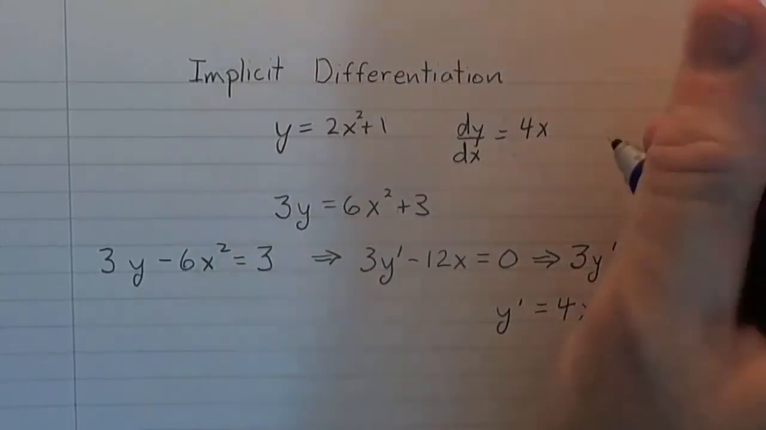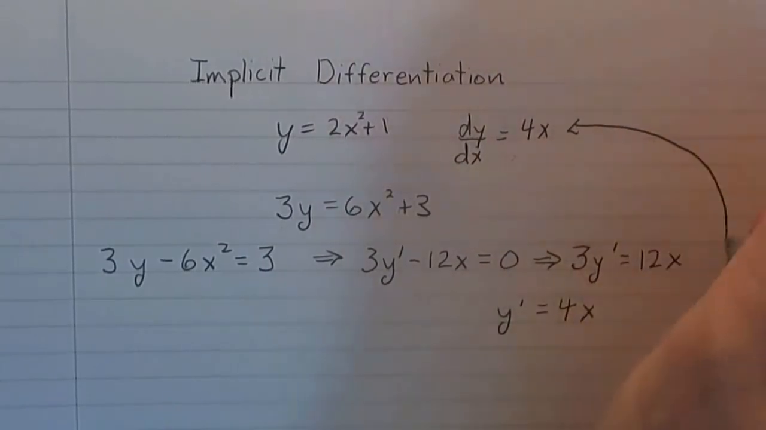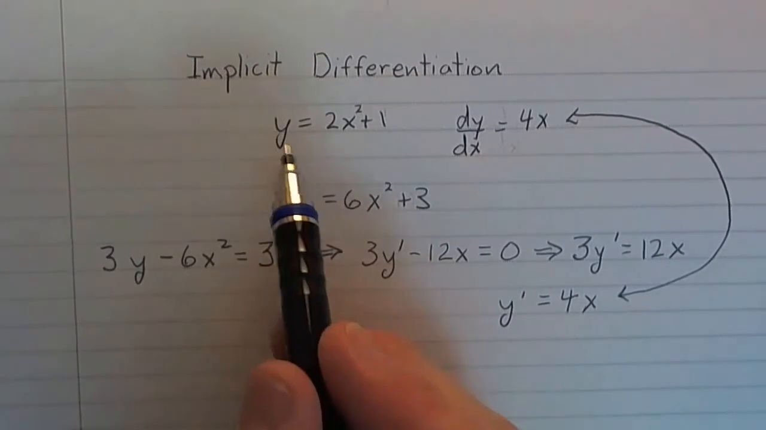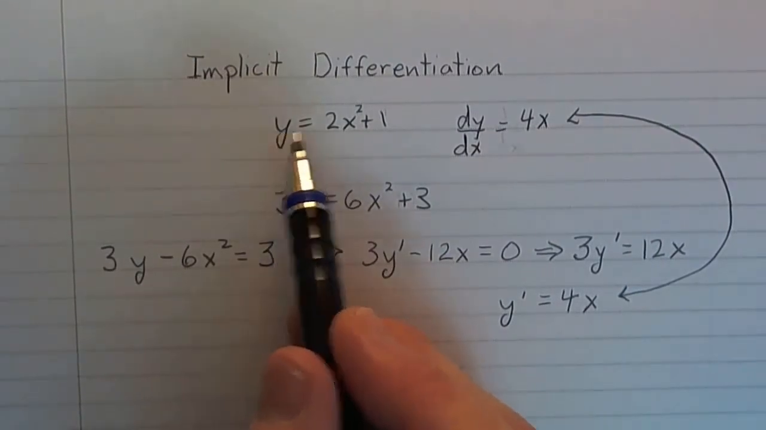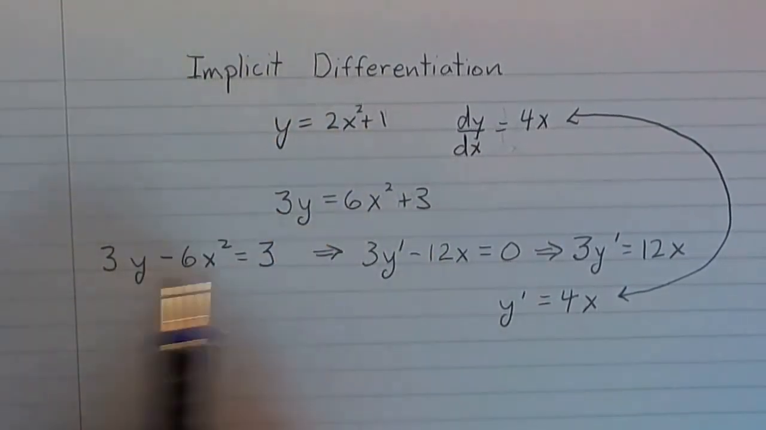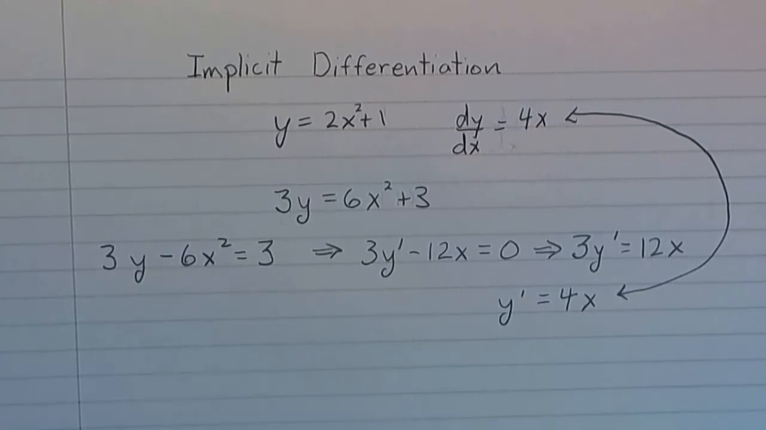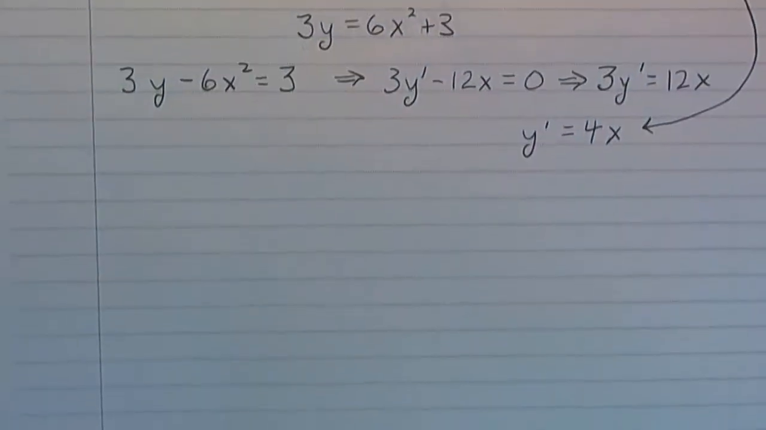And notice what I have there. These are the same. But in this situation, y was explicitly in terms of x, and here it was implicit. So this method that we're looking at here is called implicit differentiation. Now, let's explore this a little more.